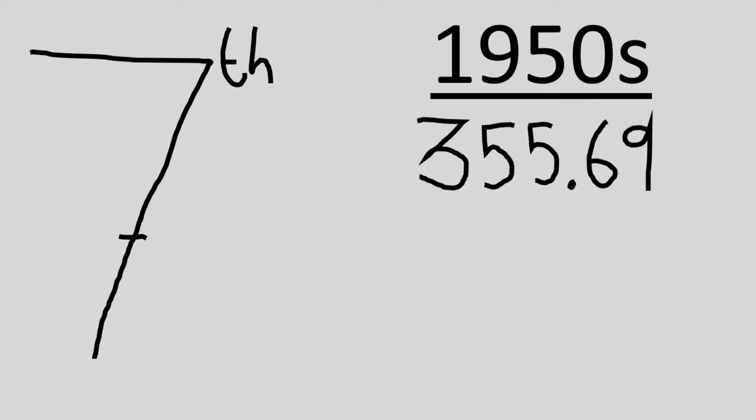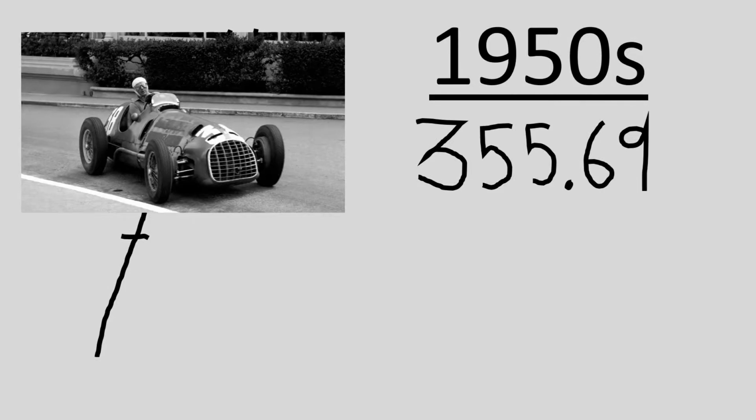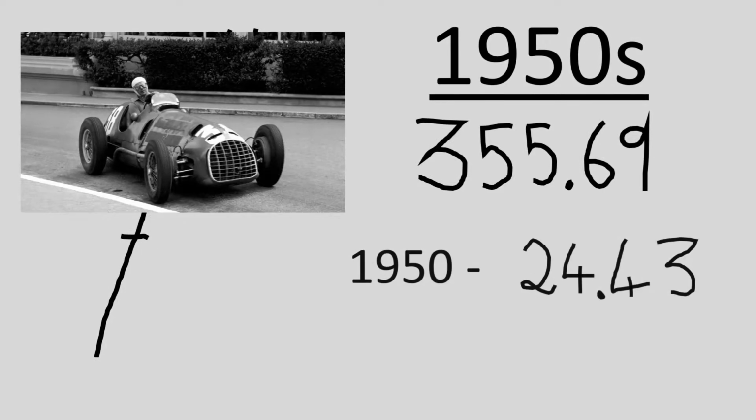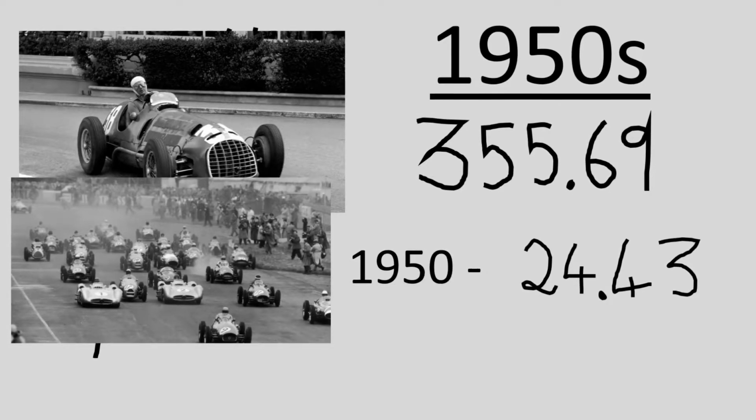And in 7th place is the 1950s with a score of 355.69 out of a possible 500. And the best season in the 1950s was 1950 itself, scoring 24.43, and it was of course the championship which Nino Farina won against Juan Manuel Fangio.